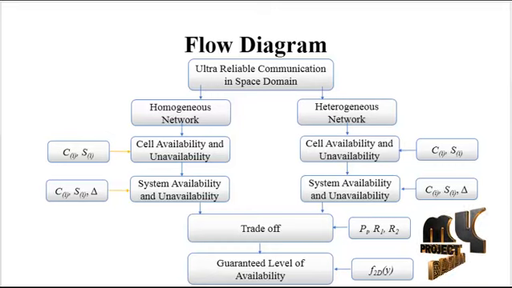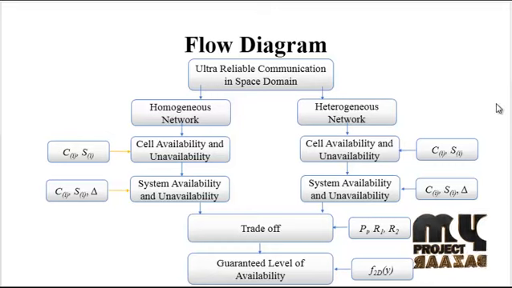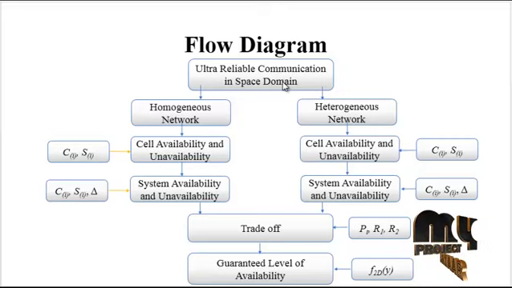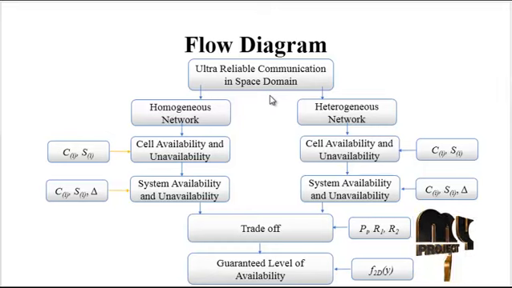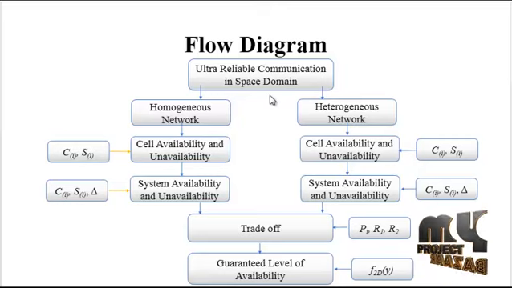This is the overall working flow of this process. The project consists of modules such as ultra reliable communication in space domain, which has the first stage of the input, then the network is divided into two groups, then trade-off, and finally level of availability. So first of all I will explain from the top of the flow diagram. First, in the ultra reliable communication in space domain, the nodes will be deployed and then the Voronoi diagram will be plotted as per the nodes.